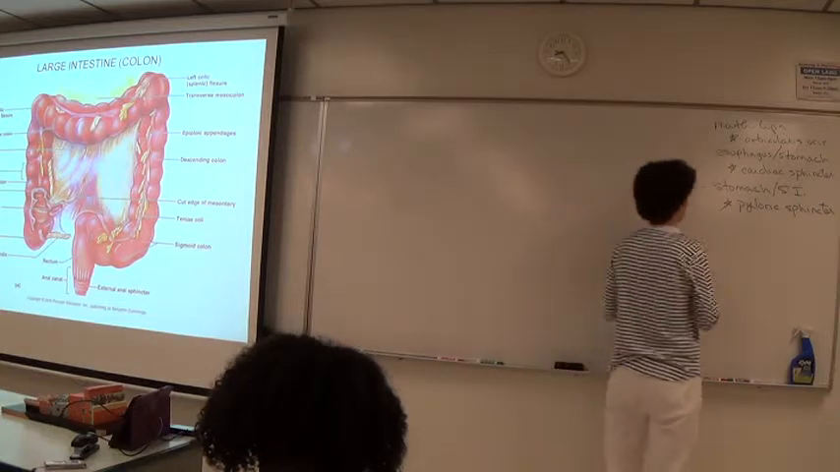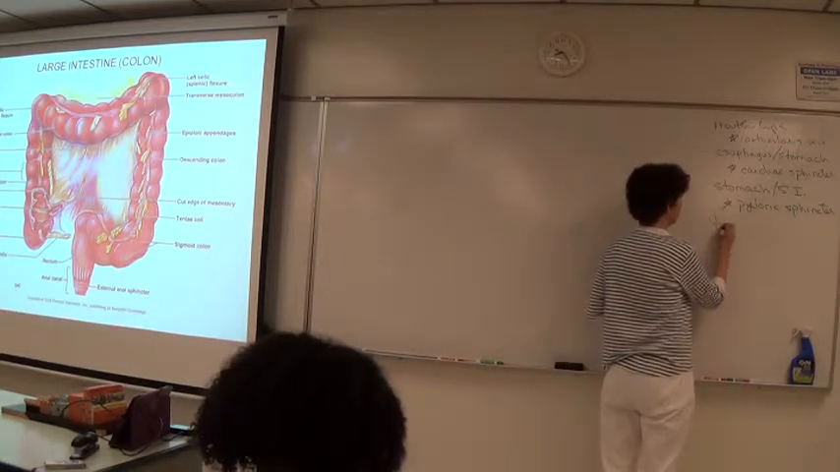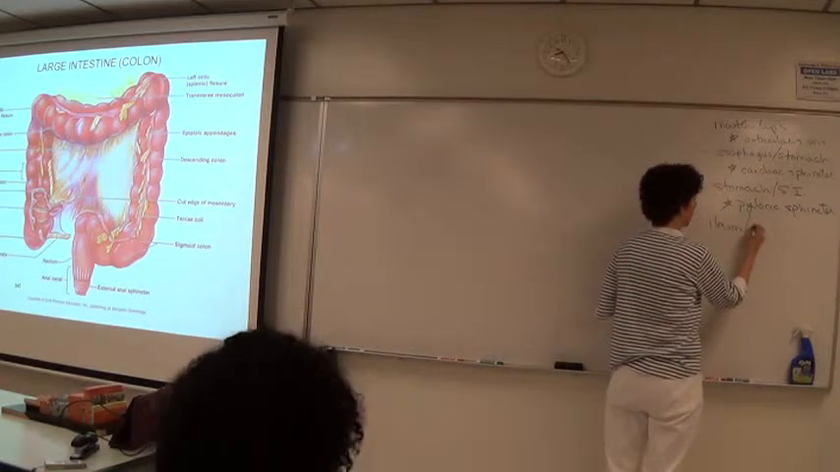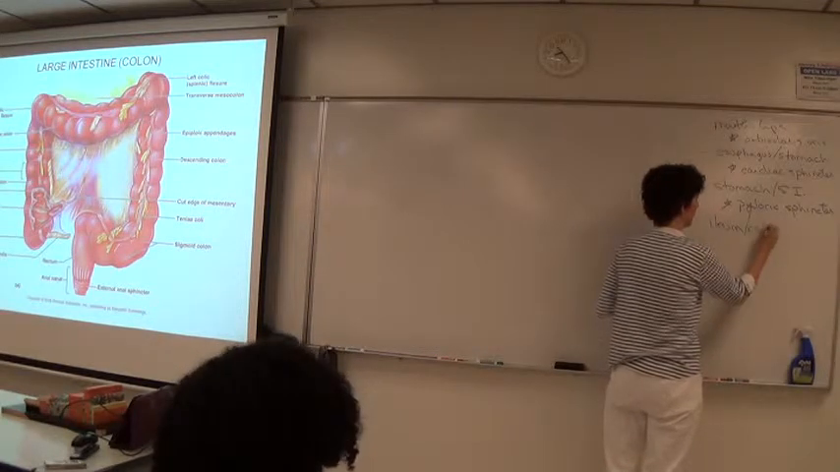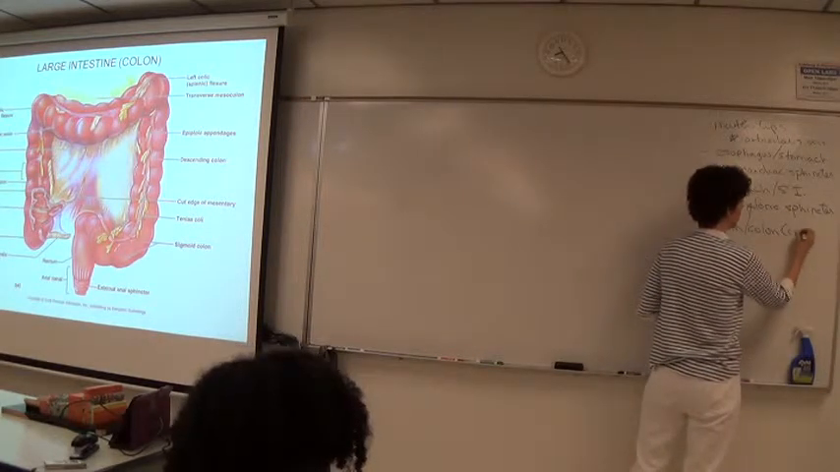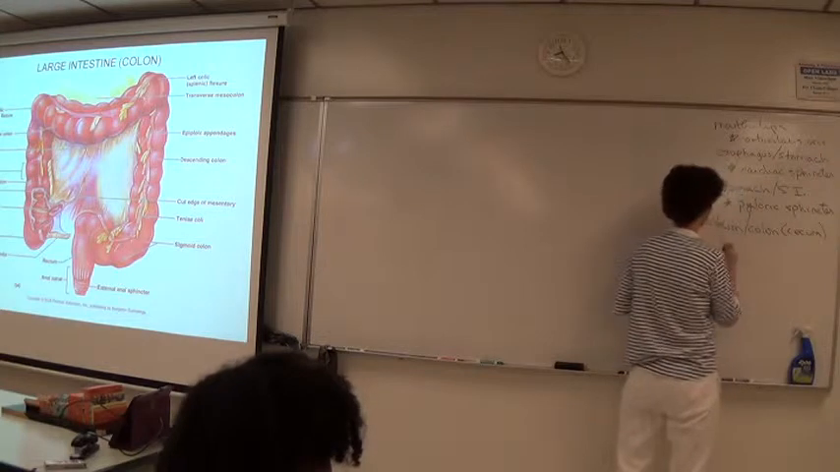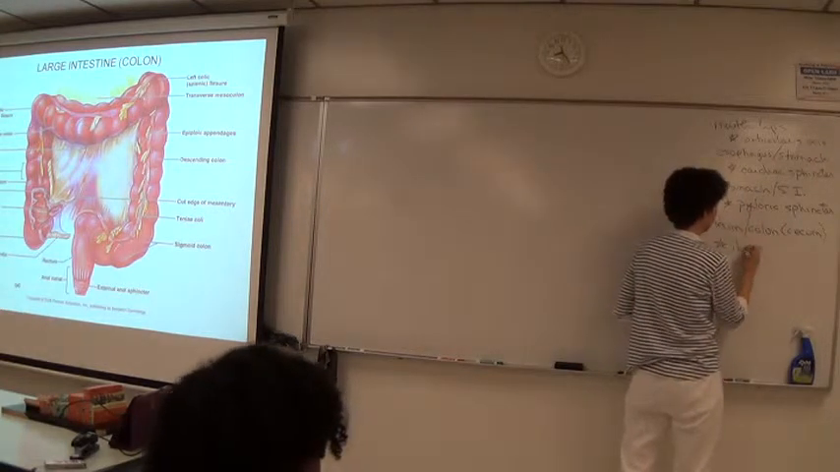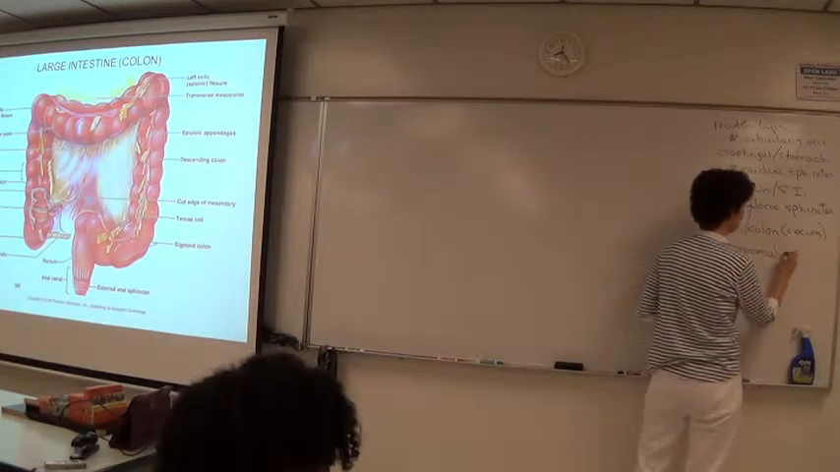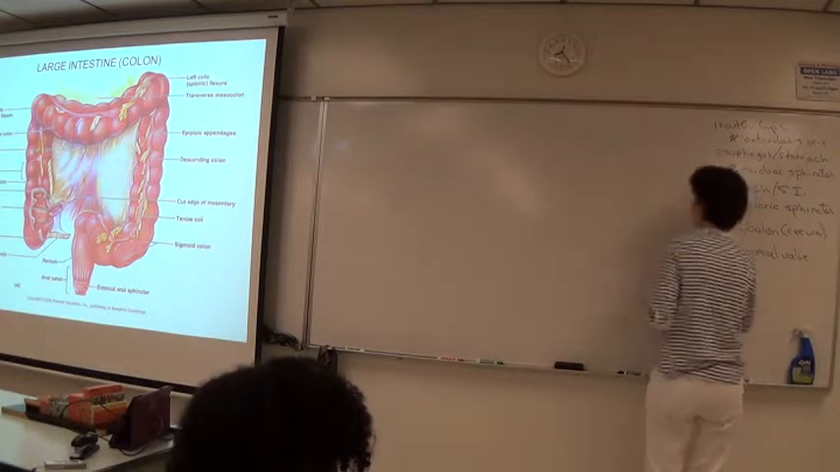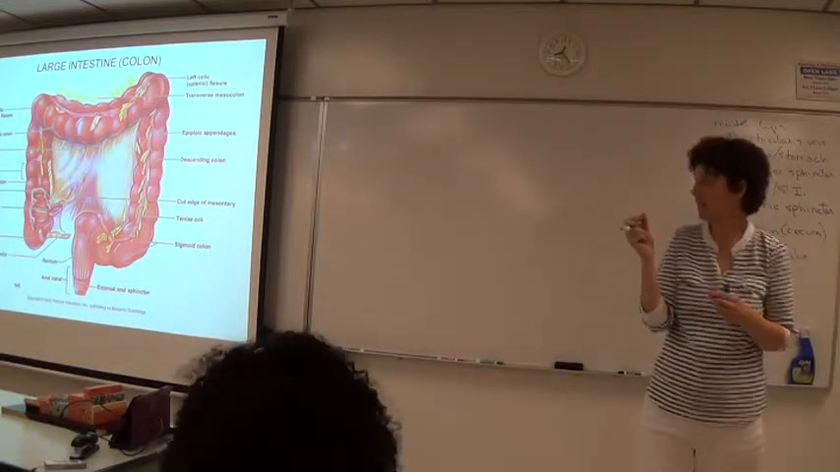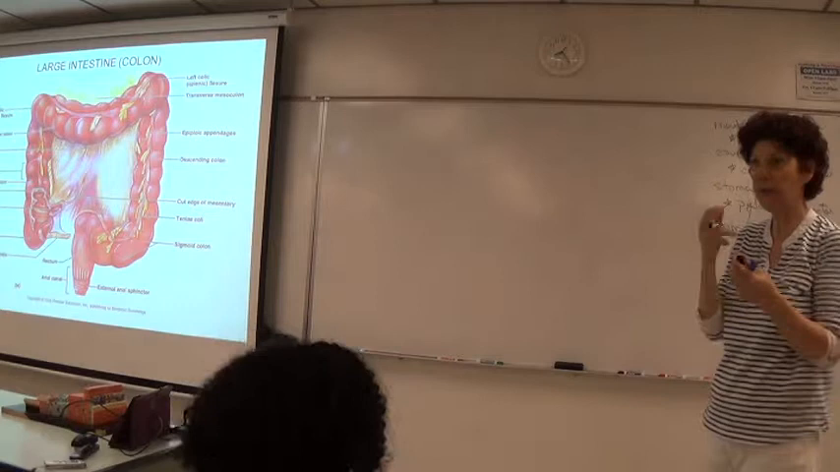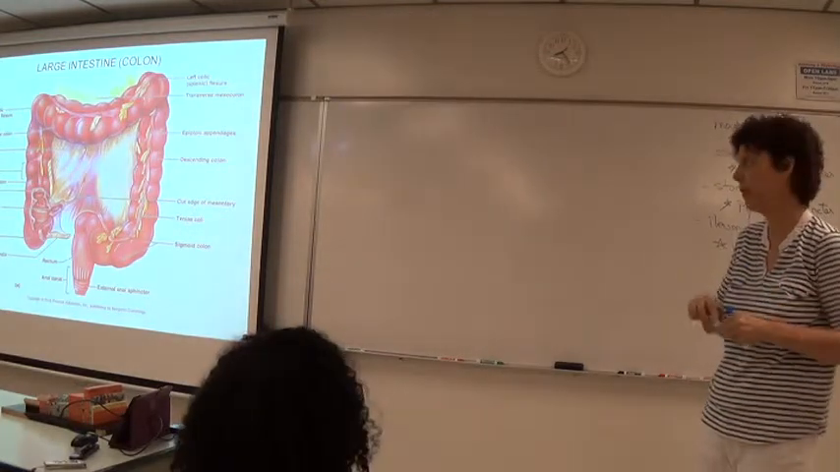And so between the ileum and the colon, or cecum, we have the ileocecal valves. It's a slit. It's still a sphincter, so if you call it a sphincter instead of a valve, I'm okay with that.